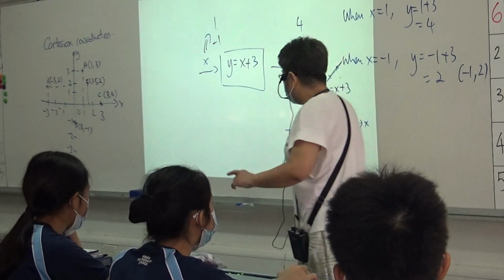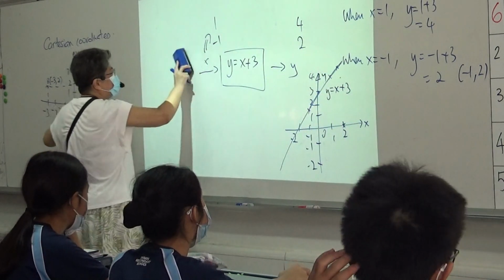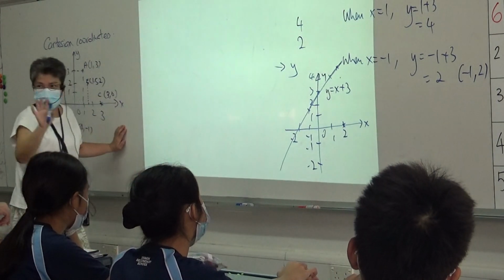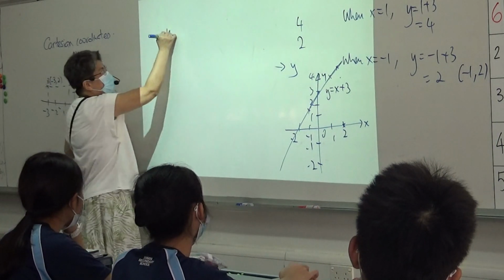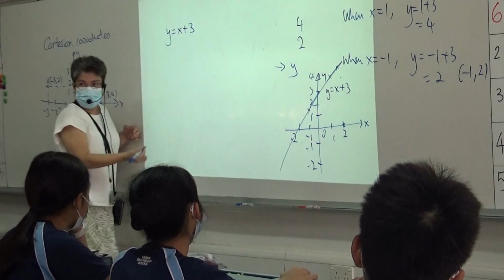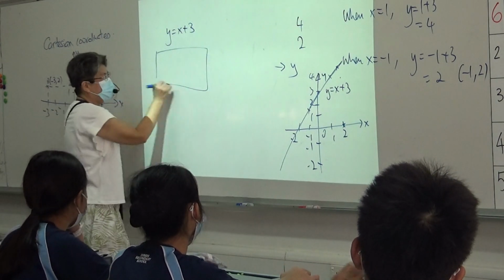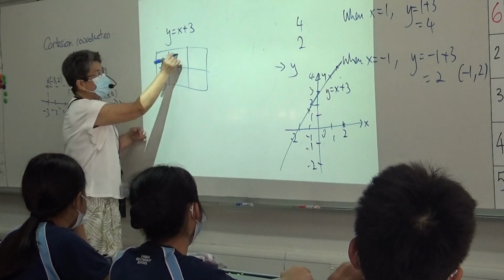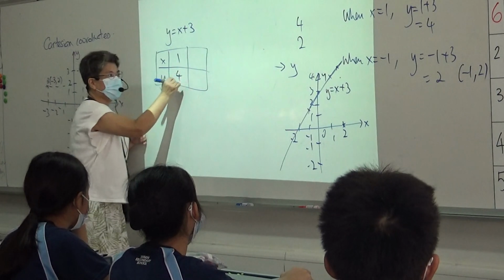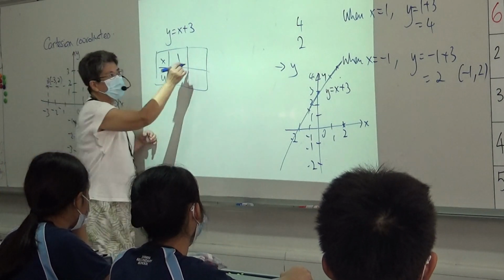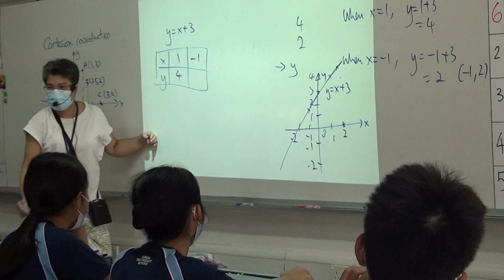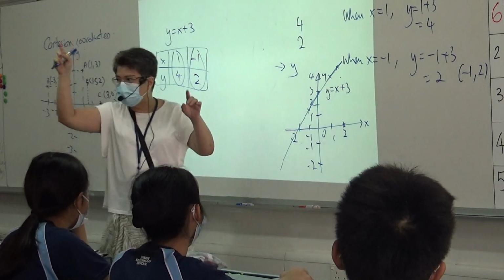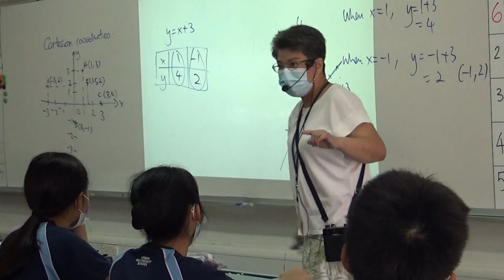Everybody clear? Okay, now then I need to say one thing. How do I present this in a table form? All of you look up. I will write y equals x plus 3. Then I have a table of x and y. Okay. When x is 1, my y is 4. Can you see? What about when x is negative 1? Y is 2. So I get an ordered pair like that. I can draw up the 2 points and then I can draw the line.